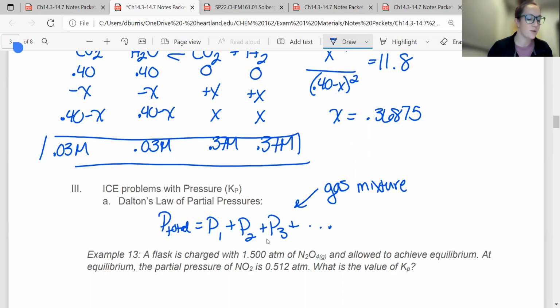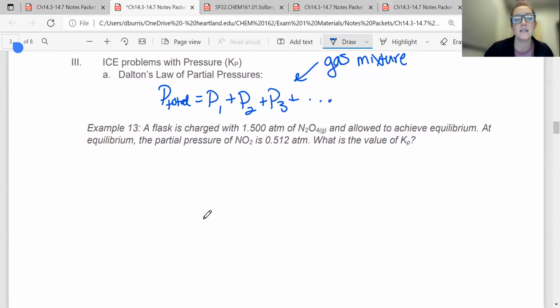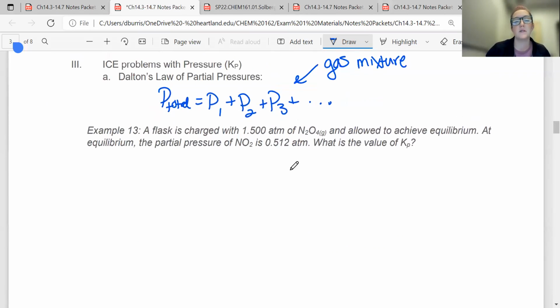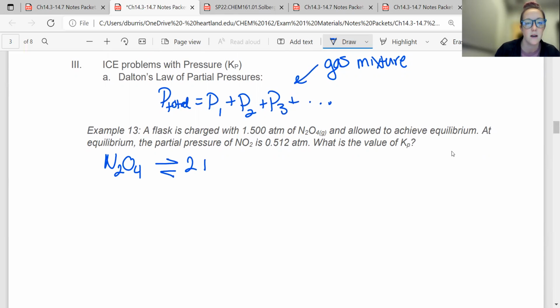So I'm going to do example number 13, and then you guys can try example number 14. Number 13 says a flask is charged with 1.500 atmospheres of N2O4 and allowed to achieve equilibrium. Now, I didn't give you the equation, but this is the same equation that we had been using for other examples. I would have given this to you if it was a test problem.